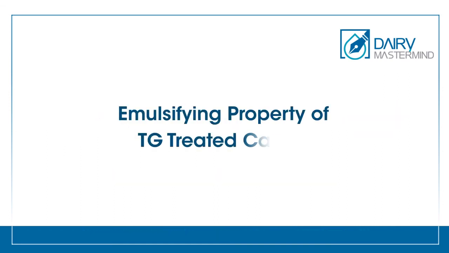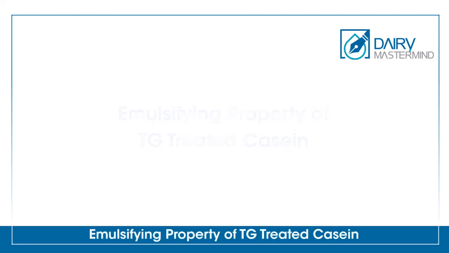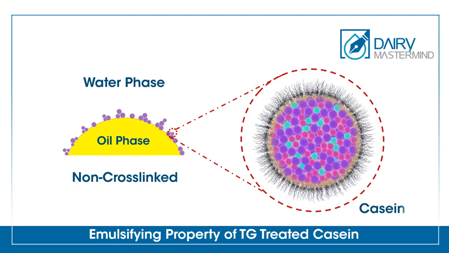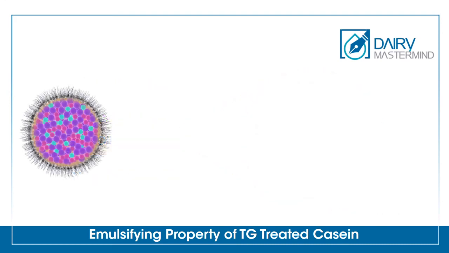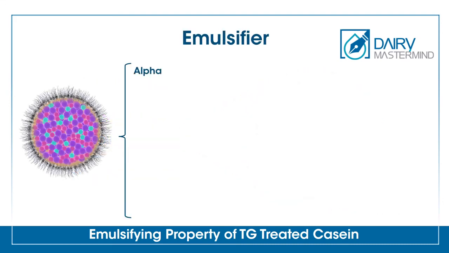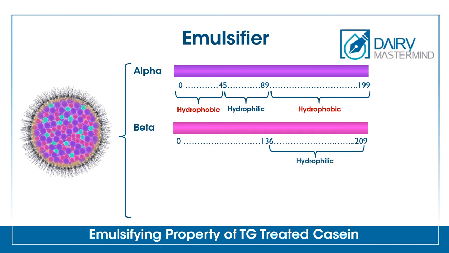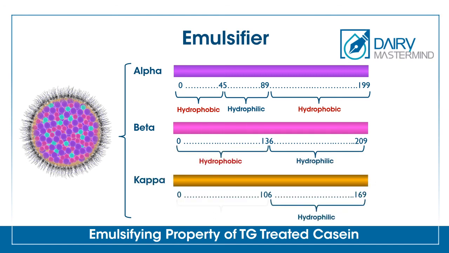Emulsifying property of TG-treated casein. Casein is a natural and strong emulsifier. All types of casein, alpha, beta, and kappa, have both hydrophilic and hydrophobic sites, but the arrangements of them are different in each type of casein.